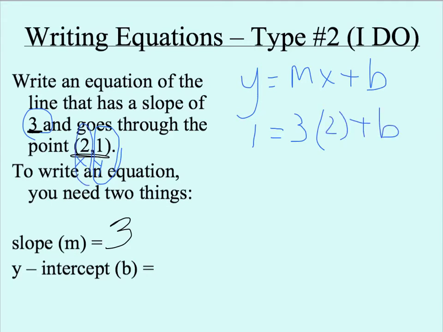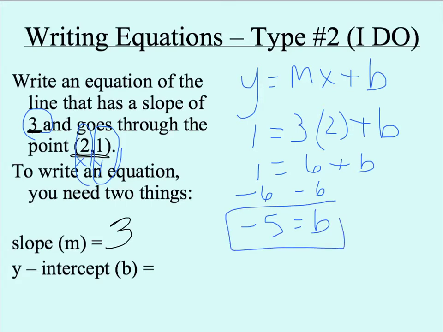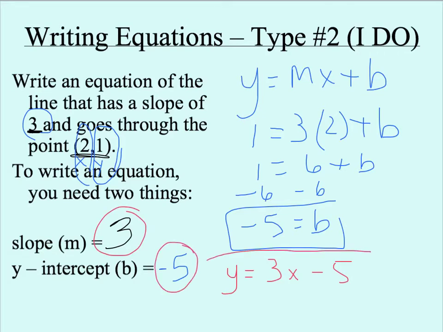Okay, so I filled in everything that I know. Now I can do 1 = 6 + b, and I'm going to try and get b alone. So b is equal to -5. Now I have my b. When we're writing the equation, we are just filling in for m and for b. So y is equal to 3x - 5. I'm just filling in the slope and b. So your final answer would be y = 3x - 5.